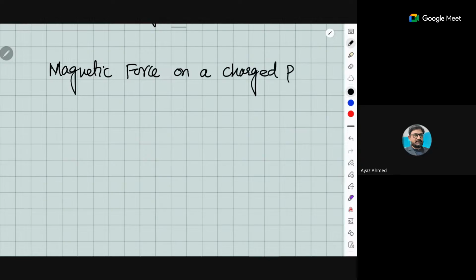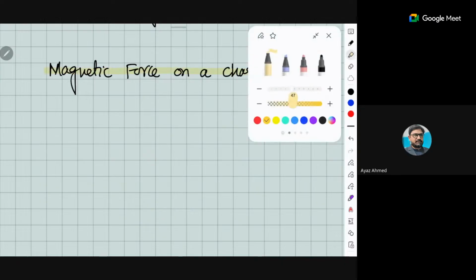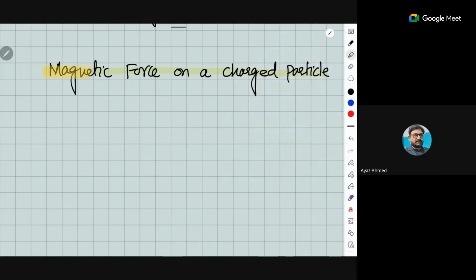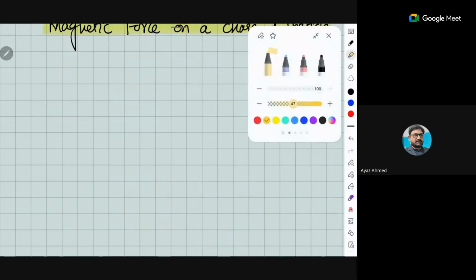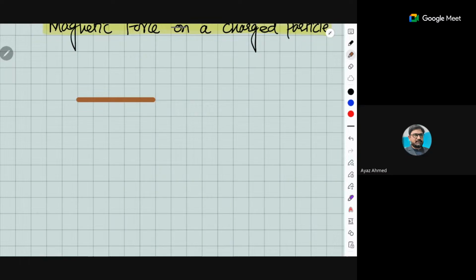So magnetic force on a charged particle. Okay, charged particle. First of all, we will talk about that if we have a charged particle and that charged particle is placed in a magnetic field, right? Then that charged particle must be in a wire. तो वायर के अंदर आपके पास जो चार्ज पार्टिकल होगा, that charged particle will be considered simply as a part of the wire.